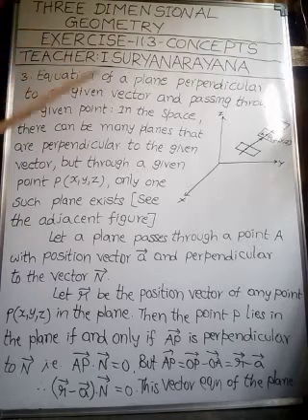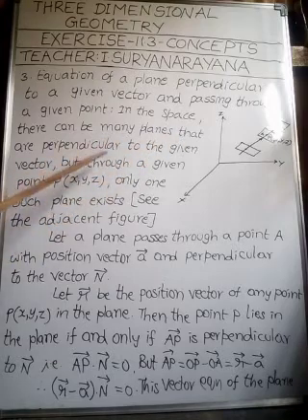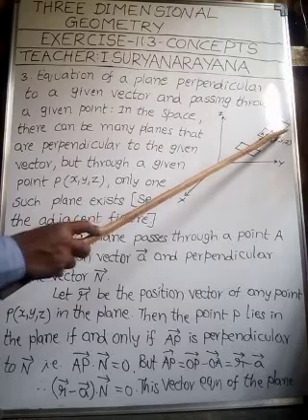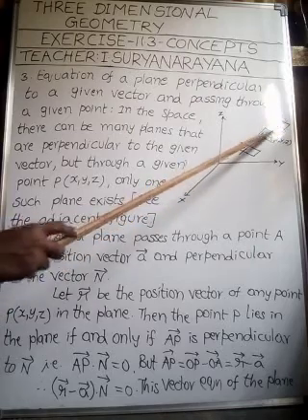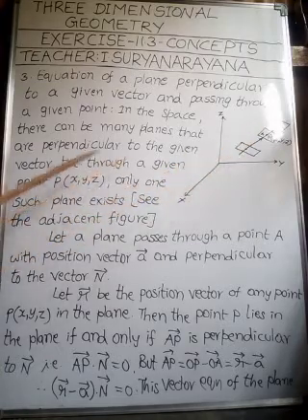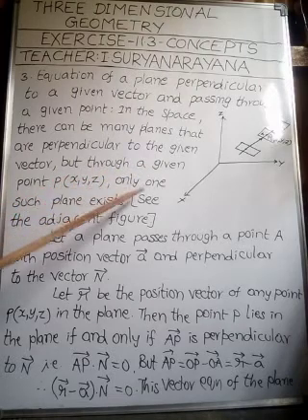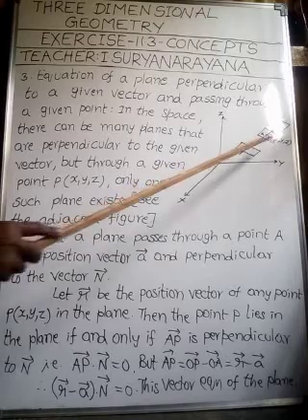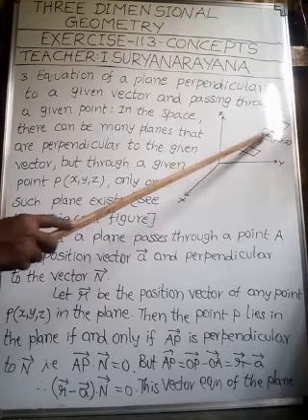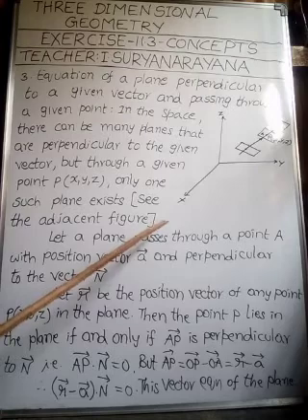Okay, my children? In space, there can be many planes that are perpendicular to a given vector. Suppose this is a vector in the space. For this vector, there are infinitely many planes which are perpendicular to it. But through a given point P(x, y, z), only one such plane exists. So perpendicular to this vector and passing through this point, there is only one plane in the space. Understood this point, my children?